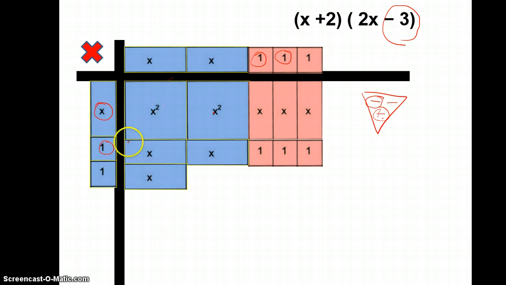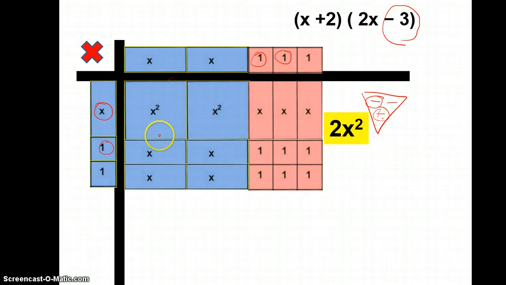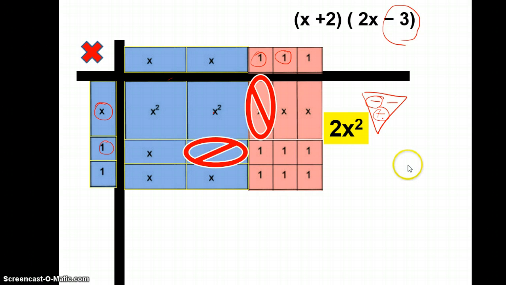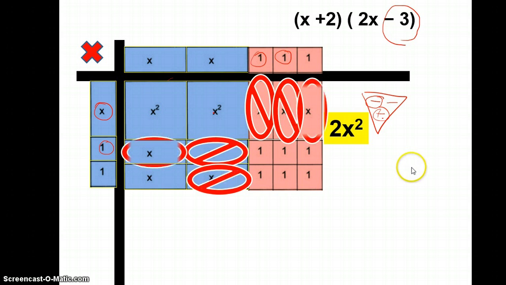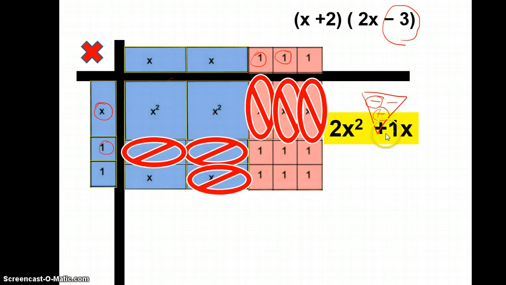1 times x, 1 times x, 1 times 1. It's still going to be 1, but it's going to be a negative 1. All right, so I have 2x squareds. All right, I have a couple x's. Let's see how many of them cancel out though. That's 1 pair that cancels out, another pair that cancels out, and another pair that cancels out. So I will be left with plus 1x. And how many negatives do you see here? All right, 6 negatives. Awesome.